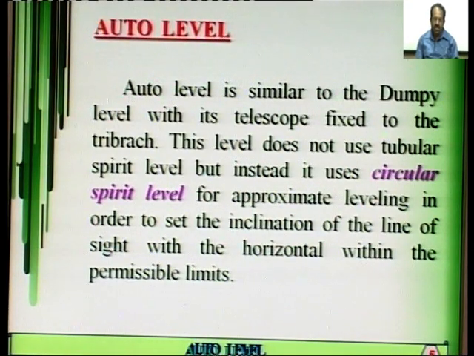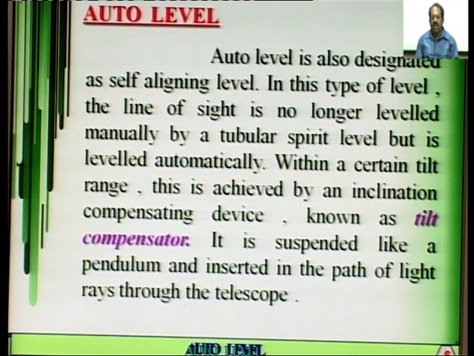So, this is one of the major differences: it does not use the tubular spirit level which we find on the dumpy level, but instead an auto level uses a circular bubble spirit level for approximate leveling in order to set the inclination of the line of sight with the horizontal within the permissible limits. This is the major difference between the level tube of a dumpy level and an auto level. Auto level is also known as self aligning level.